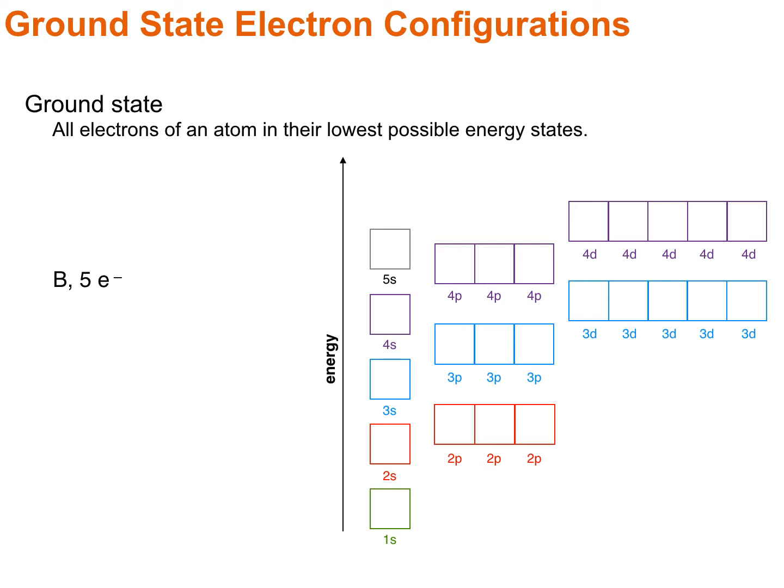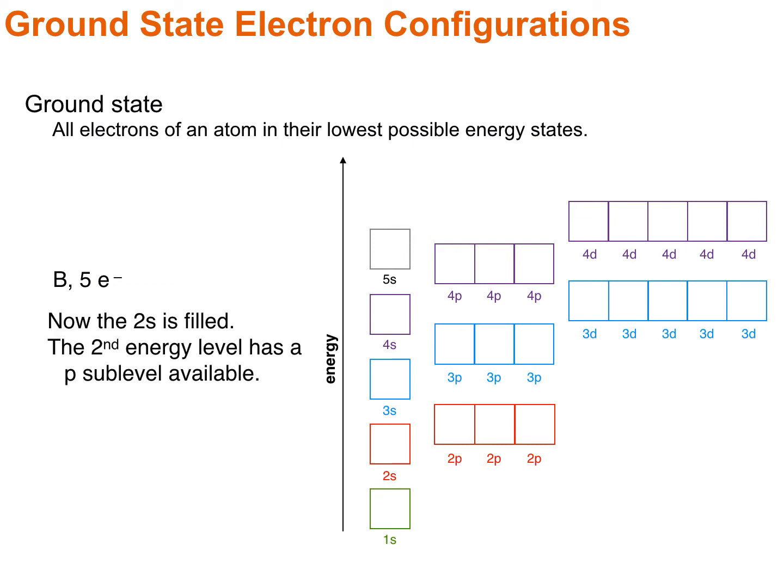Boron, 5 electrons, okay? So again, we're going to fill, 1s is filled, 2s is filled. Now the only place to go for the 5th electron has to be the p sublevel or the p subshell. So you'll see here, 1s is filled, 2s is now filled, and that 5th one is going to go in the 2p subshell for an electron configuration of 1s2, 2s2, 2p1.